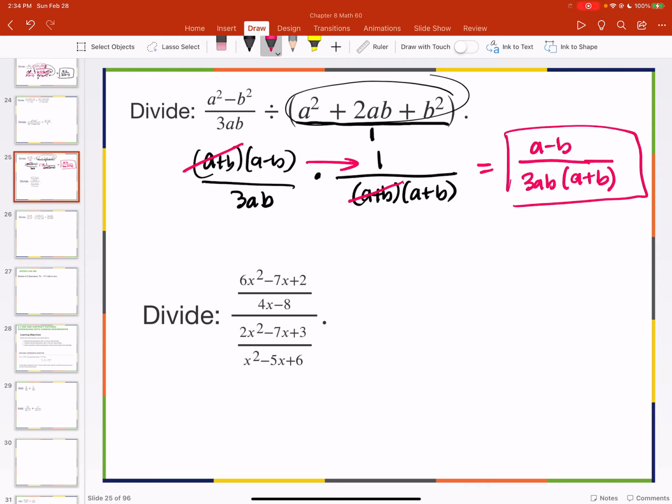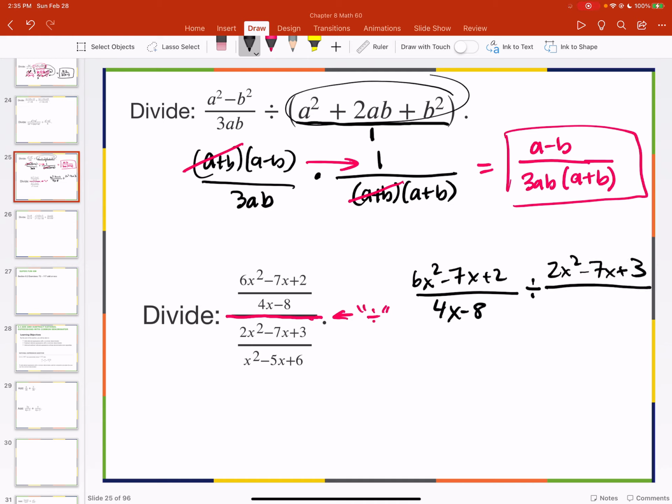What if you have something like this? Holy moly. Well, this here is AKA a division, right? So I can rewrite this problem as 6x squared minus 7x plus 2 over 4x minus 8, being divided by 2x squared minus 7x plus 3 all over x squared minus 5x plus 6. So now it's looking like something we know how to do. So let's go ahead and do that. We're going to factor each one.